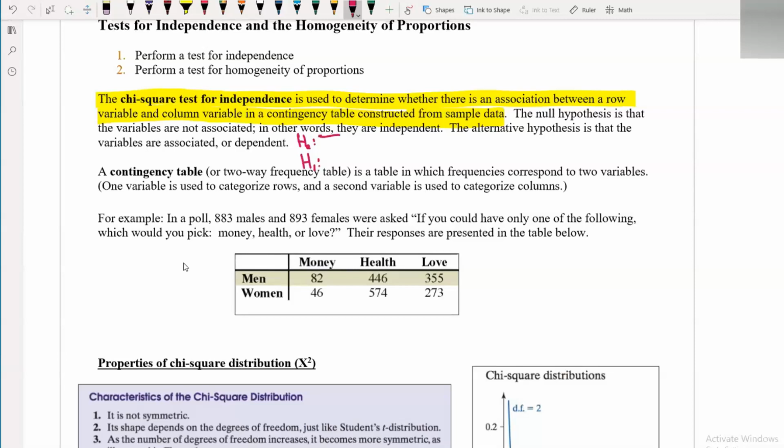So the null is the variables are independent. And the alternative is the variables are dependent, or we can write not independent.